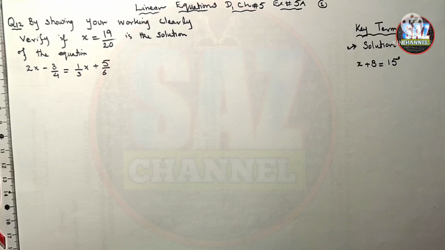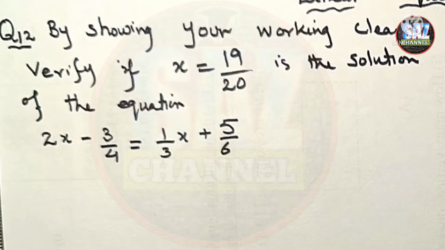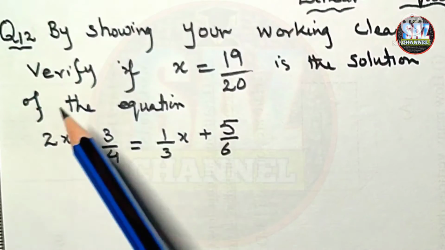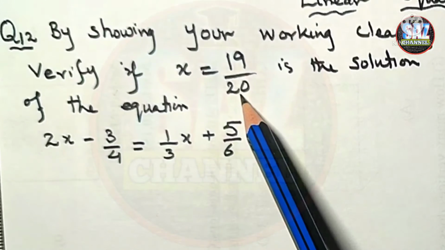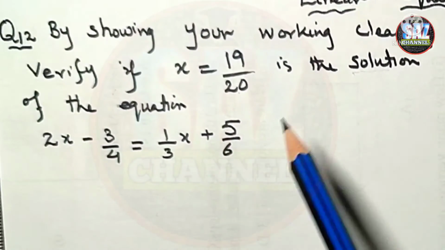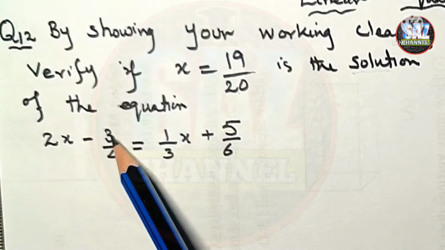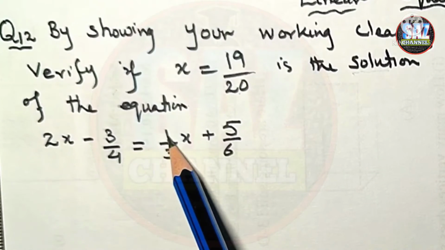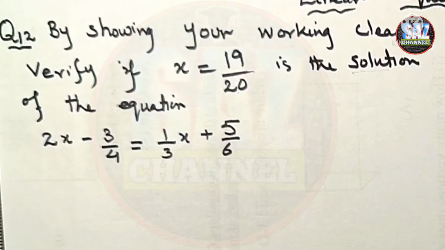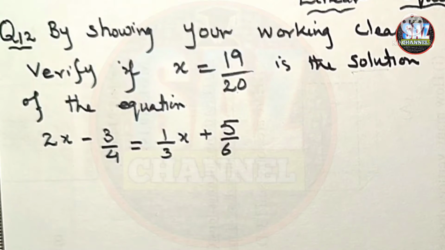So the question which is under discussion today is saying that by showing your working clearly, verify if x equals 19 by 20 is the solution of the equation (2x minus 3) by 4 equals 1 over (3x plus 5) by 6. In this class, I'll be going really slow because I'm making this lesson for class 6, 7 students. So they can find this question difficult.